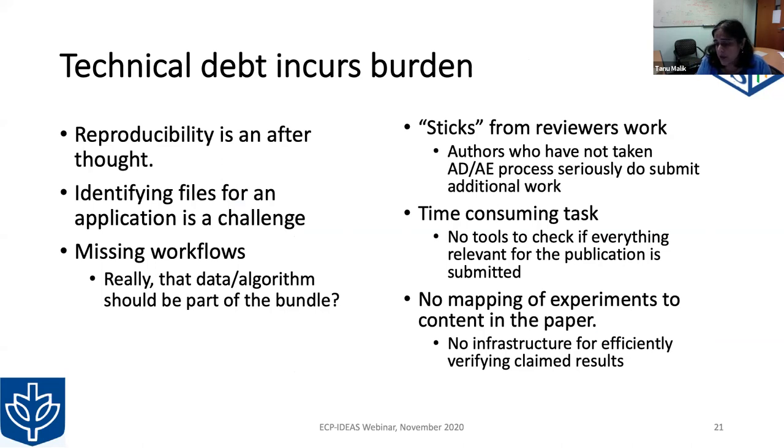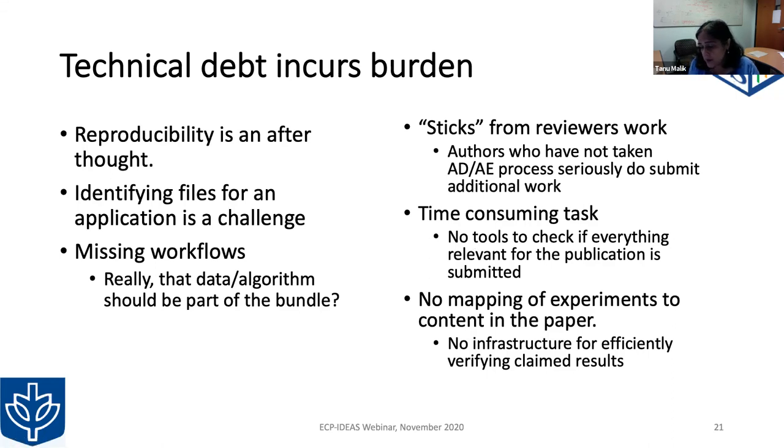Clearly, for most authors, in my experience, reproducibility is an afterthought. And as you could see, only after being told that a paper would not be accepted, which is like a stick, did authors who had not taken this process seriously submit. But even when they submit their artifacts, a big problem is identifying the files for an application. In many cases they would miss what exactly constitutes an application. They would leave out the data pre-processing steps. How was the data acquired? And how would this particular program lead to the result published in the paper? So the entire workflow is not there, even though some of the programs would have been submitted, a Zenodo directory would have been created, a GitHub repository would have been created.